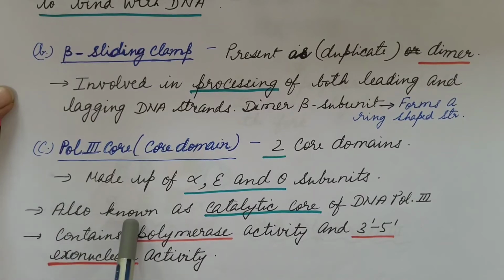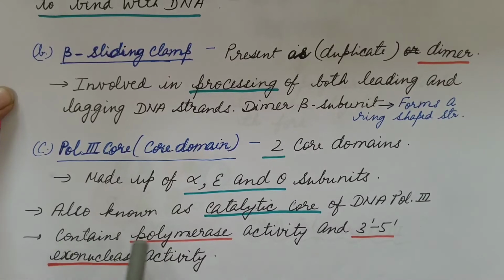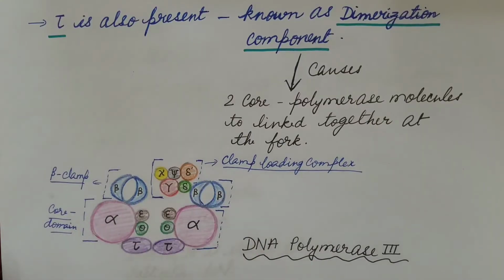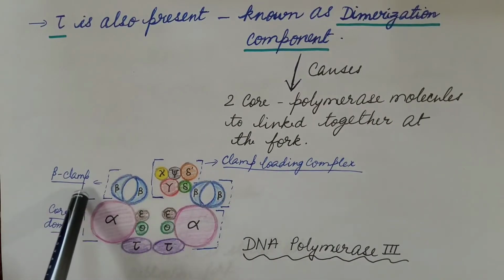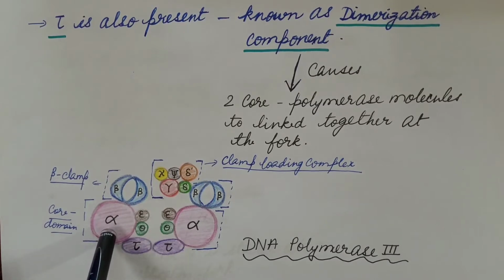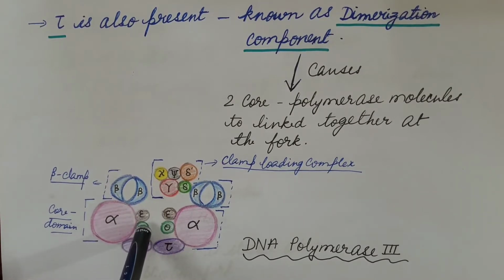These are also known as the catalytic core of DNA polymerase 3. It contains polymerase activity and 3'-5' exonuclease activity. So this is the structure of DNA polymerase 3. This is the core domain, which consists of alpha, epsilon and theta subunits.